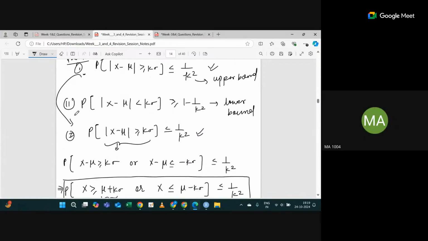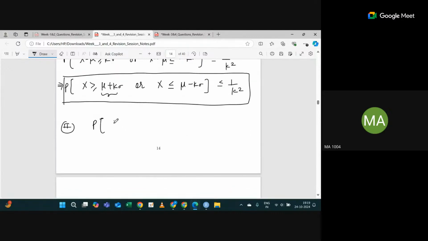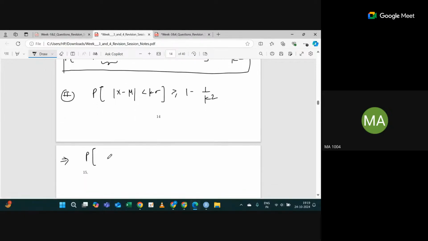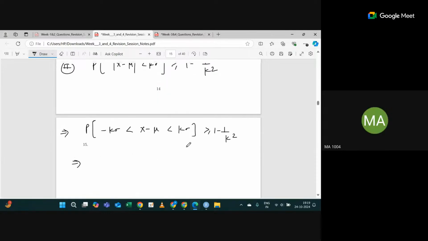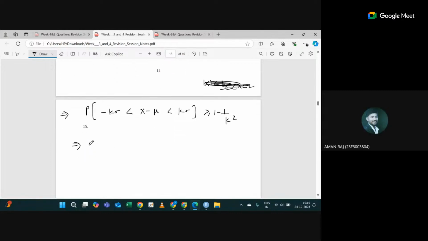Let me expand the second part also. Then I will take one example. So the second part is mod of X minus mu less than K sigma, greater or equal to 1 minus 1 by K square. If this is the case, can I write minus K sigma less than X minus mu less than K sigma? See, if I'm writing mod of X less than 2, that means minus 2 less than X less than 2. So from here, can I write mu minus K sigma less than X less than mu plus K sigma, greater or equal to 1 minus 1 by K square?